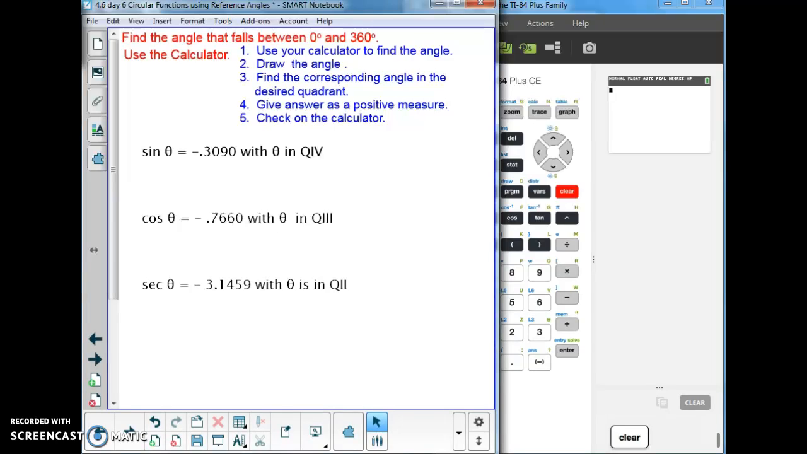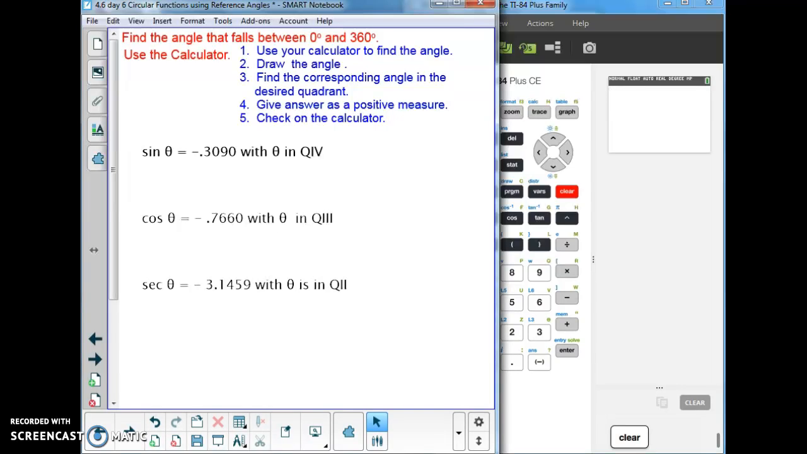For this quick little video lesson, we will be discussing how to find certain angles in given quadrants if we know their trig function value. So this is what's referred to as circular functions. We're going to try to find an angle on a circle, basically on a graph, as long as we know what ratio the sine, cosine, or tangent gives us.